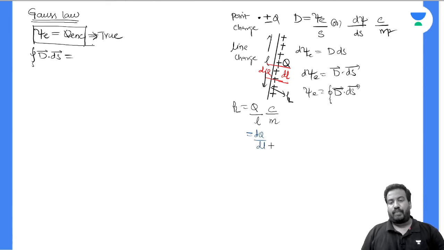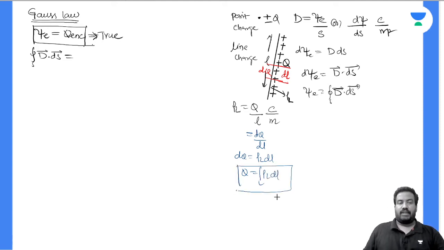Give it as dq by dl. From this dq is equal to rho L dl. Q is line integral of rho L dl. That's the relation between the distributed charge density rho L and the total charge q.